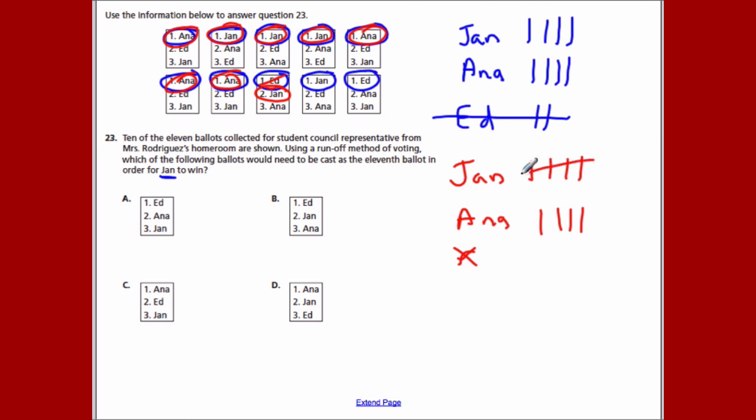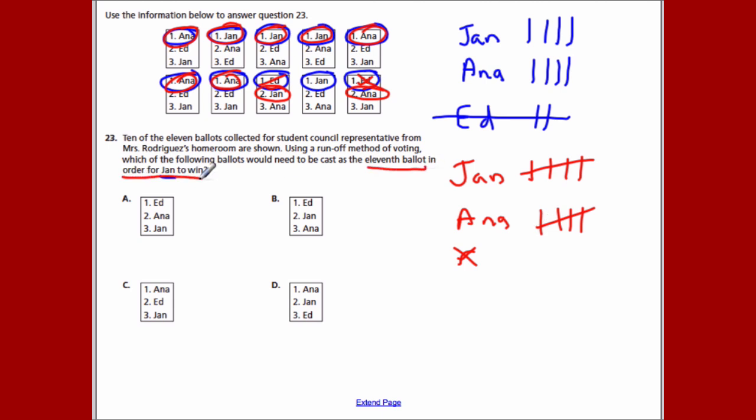Jan gets a 5th vote. Ed gets another vote. Ed, we're crossing out. So now we're back to Anna. So Anna gets a 5th vote. Oh, we're tied again. So now we're at 5 to 5. That's why they're saying it's on the 11th ballot in order for Jan to win.